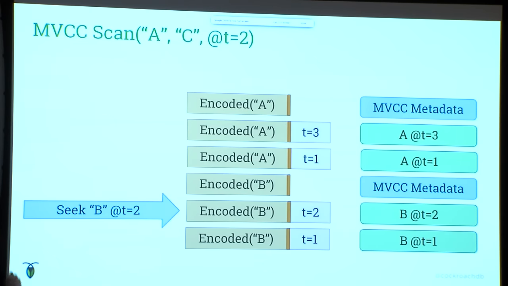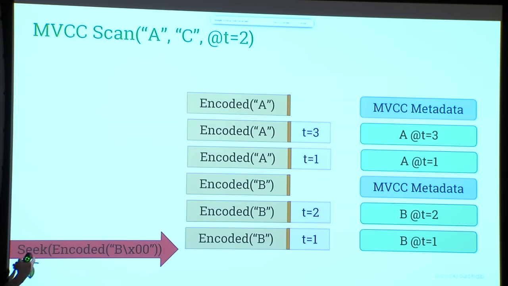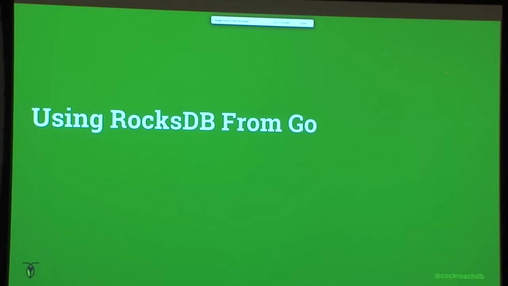And then we do the same thing. We seek for the next possible key after B, which is what we're on right now. And that takes us, in this case, either to the end of our iteration, if there's more data, let's say D is the first one or C is the first one, or the iterator will become invalid. So that was just sort of the MVCC stuff.